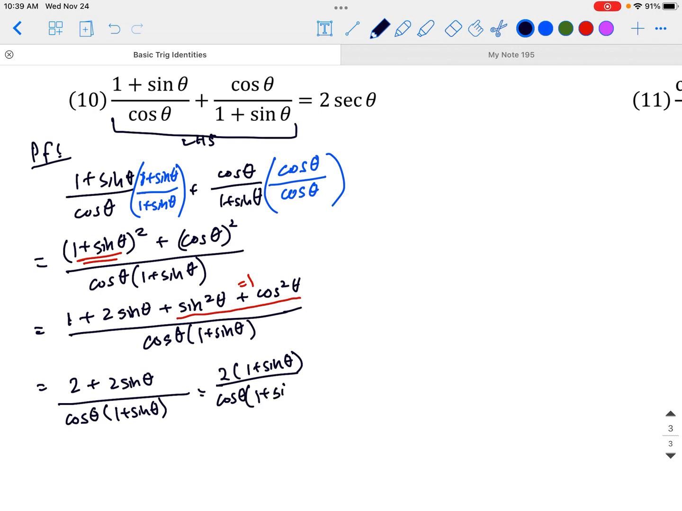And that means our 1 plus sine theta is going to divide out. And we'll be left with 2 over cosine theta, which is 2 secant theta. And we're done. So a more complicated sort of version of problem number 7, because we're doing common denominator work on the same side, but still just kind of working through step by step to kind of manipulate and simplify.